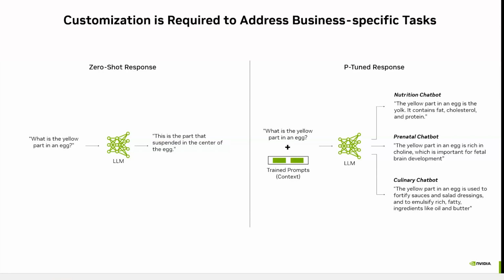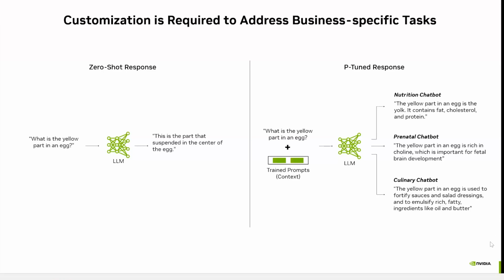It talks about fat, cholesterol, and protein, nutrition related stuff. If you want to build a prenatal chatbot using this LLM, then the answer would be different though the question is the same. Now it says the yellow part in the egg is rich in choline, which is important for fetal brain development. If the chatbot is about food, the culinary chatbot, it will say the yellow part in the egg is used to fortify sauces and salad dressing. So the idea is that to achieve this, you do not have to fine tune the model. I hope it is clear, and if not, please ask me.